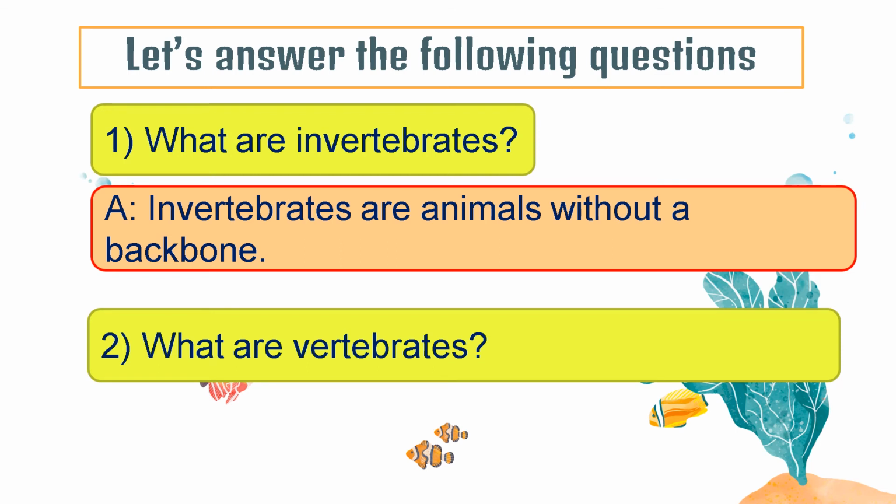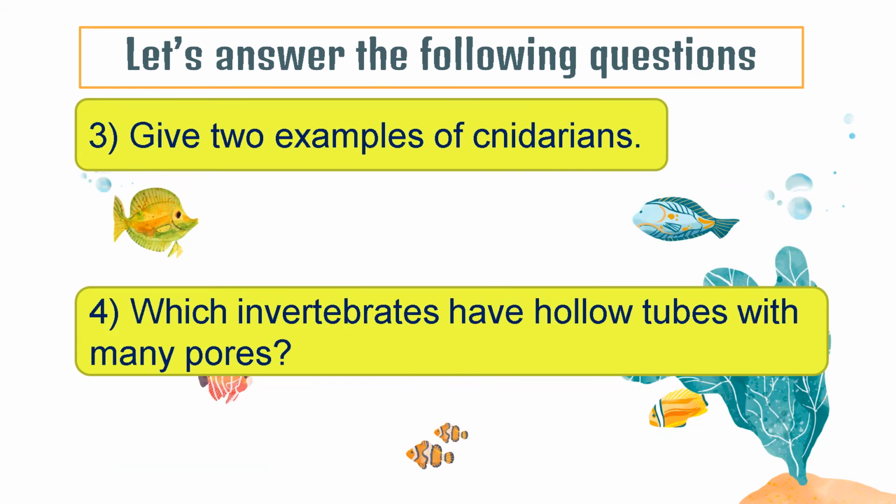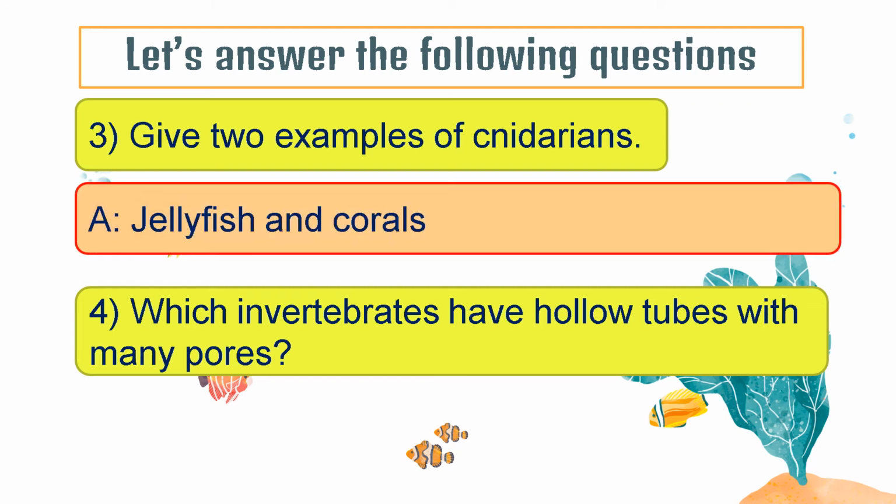Number 2 question. What are vertebrates? Excellent! Vertebrates are animals with a backbone. Number 3 question. Can you please give me 3 examples of cnidarians? Excellent! Jellyfish and corals are some examples of cnidarians.